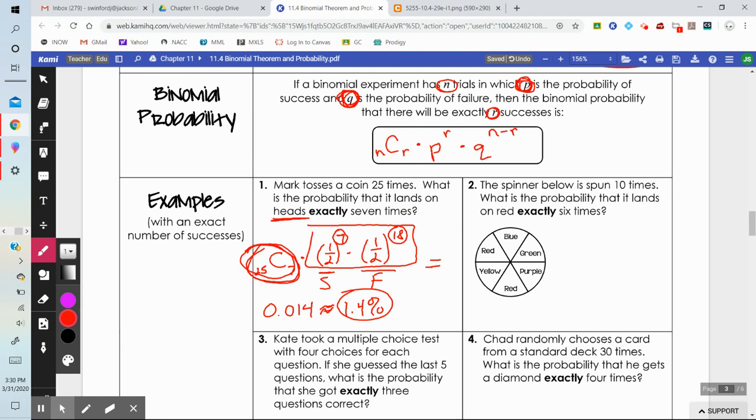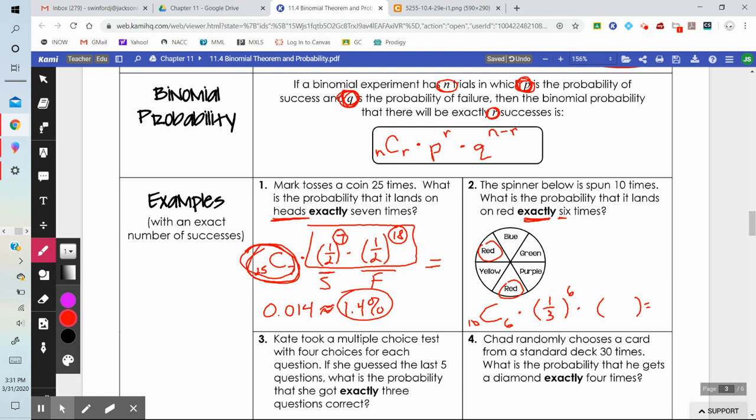The next problem says the spinner below is spun 10 times. So we start out with the combinations. We're going to spin it 10 times, and we want to know the probability that it lands on red exactly 6 times. So the combinations of 10 choose 6. Let's talk about the successes, and then let's talk about the failures. Red is 2 of the 6 slots, so that's going to be a 1/3 chance that it's going to land on red, and we wanted it to do that 6 times.